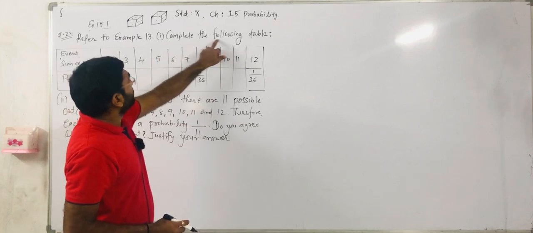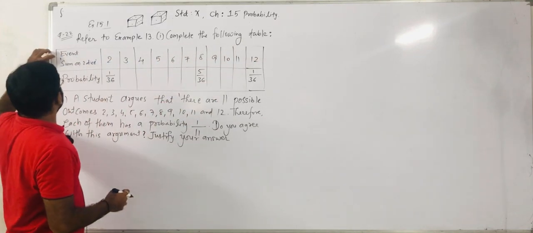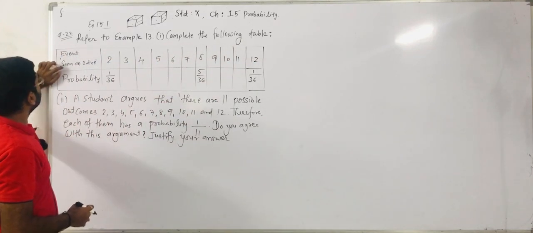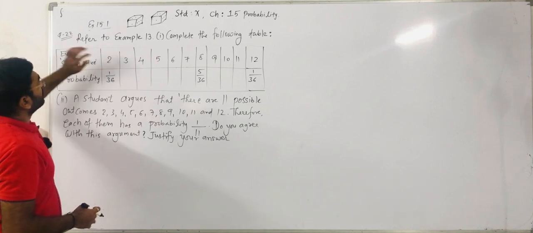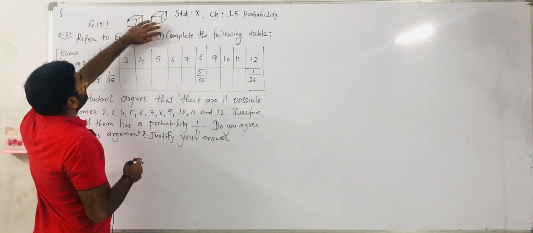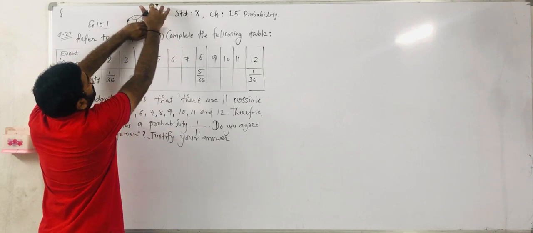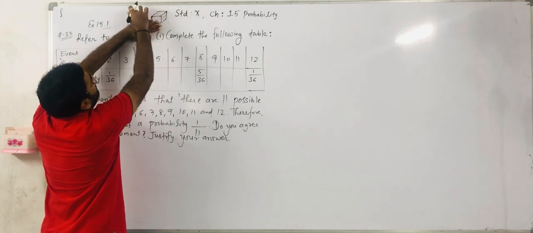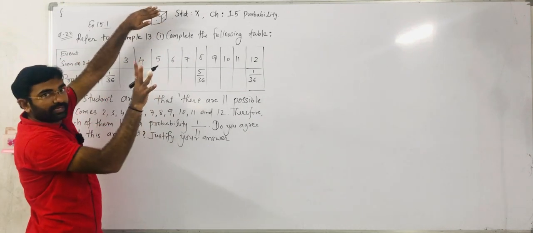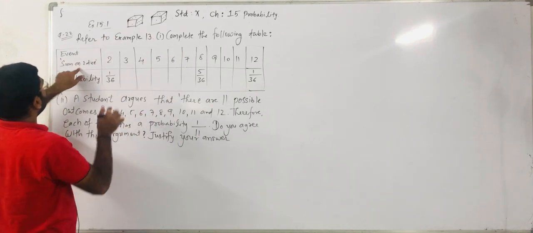So they say complete the following table. In that table, if you observe, the event given is the sum of the two dice. Suppose we throw two dice, so we get two outcomes. So we can say the sum of these two dice is, for example, 2 plus 2 is 4. That way they give the sum of the two dice.